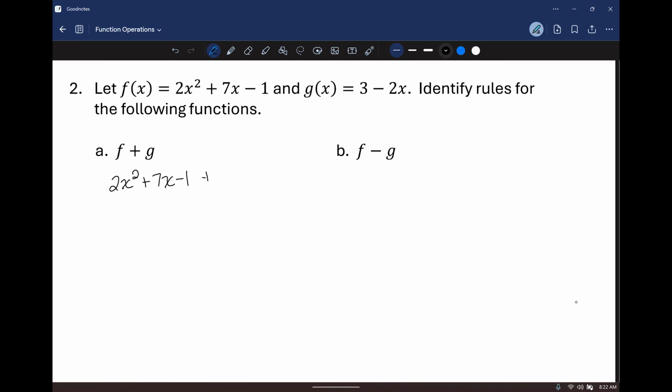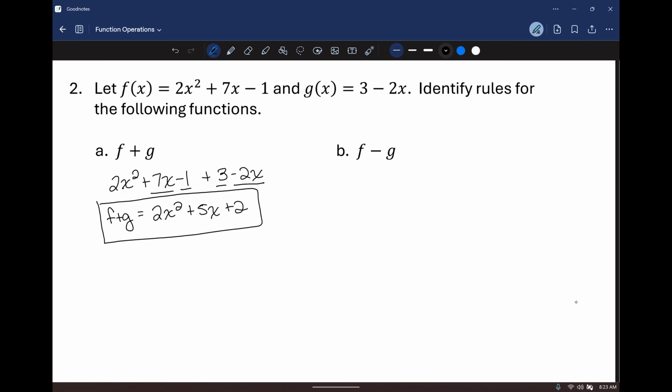And then I'm adding that to g, which is 3 minus 2x. I'm just going to put those in order and combine like terms. So I have a 2x squared, 7x and negative 2x make 5x, and negative 1 and 3 make positive 2. And again, no restrictions on those domains.